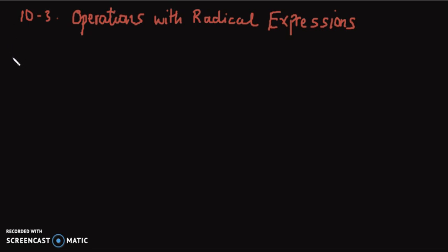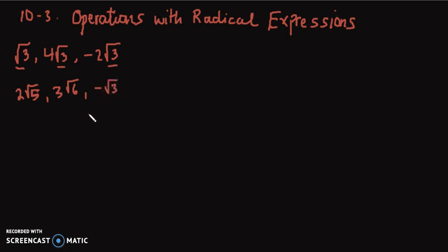For like radicals, we would have something like square root of 3, 4 square root of 3, negative 2 square root of 3. So we have the radical square root of 3 are the same. Unlike radicals would be something like 2 square root of 4, 2 square root of 5, 3 square root of 6, negative square root of 3, right?